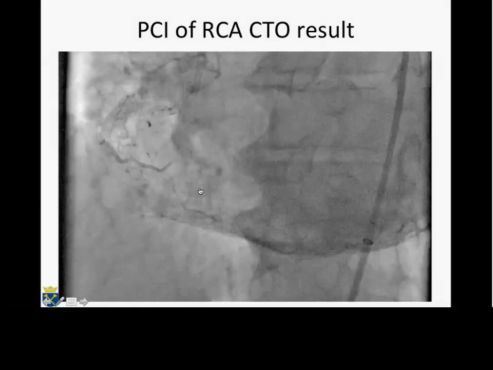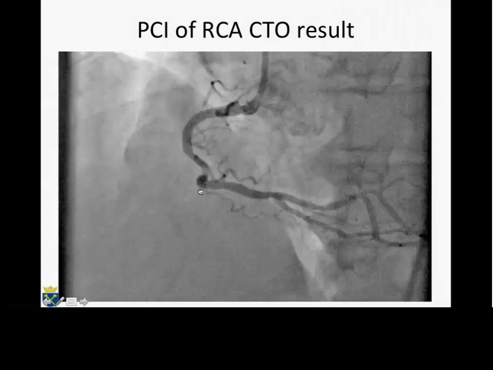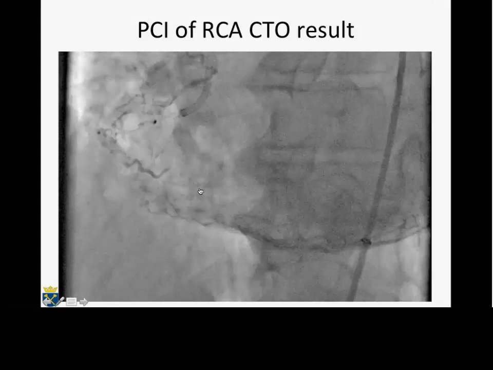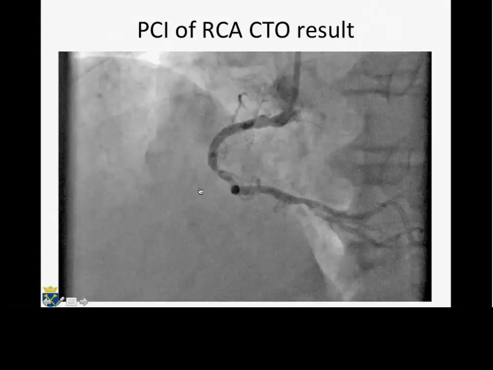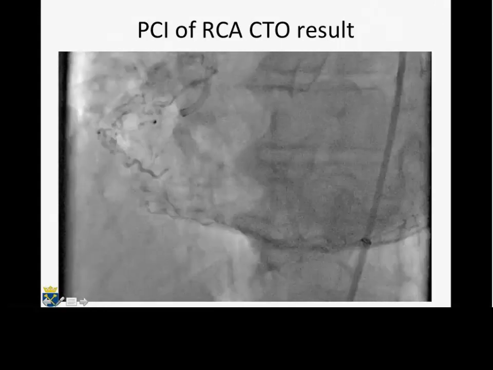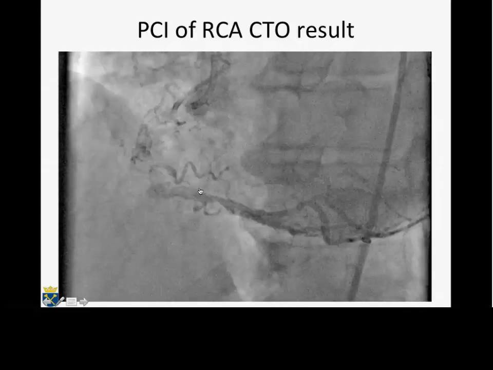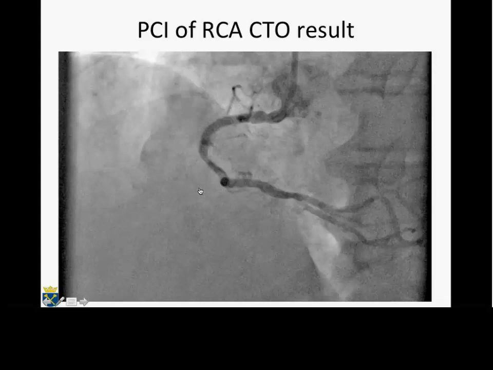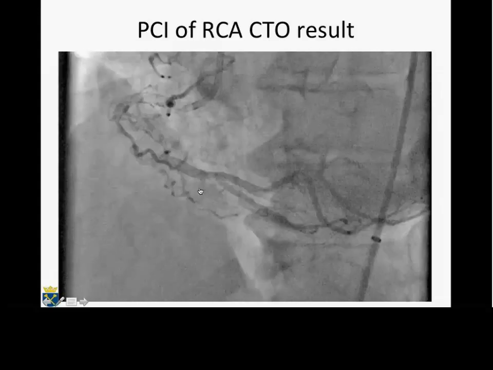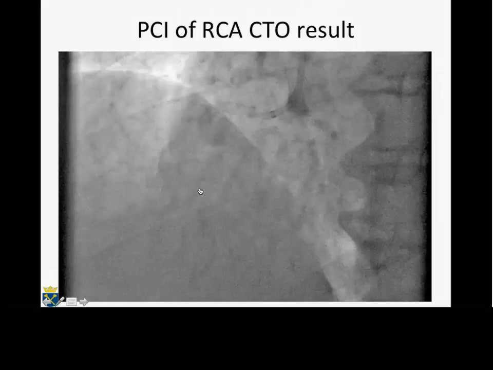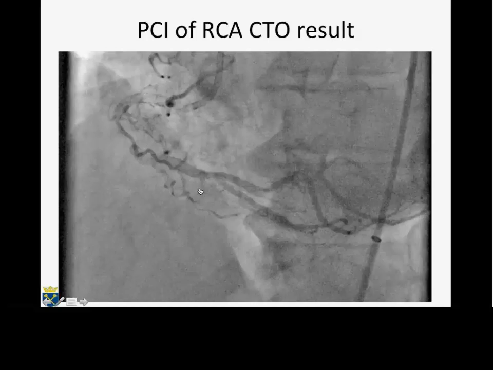So in a case like this, where you have a very proximal occlusion of the right coronary artery, or also in other parts, you can anchor the whole system and very gently cross. It helps to center the wire, and it helps to anchor this device.